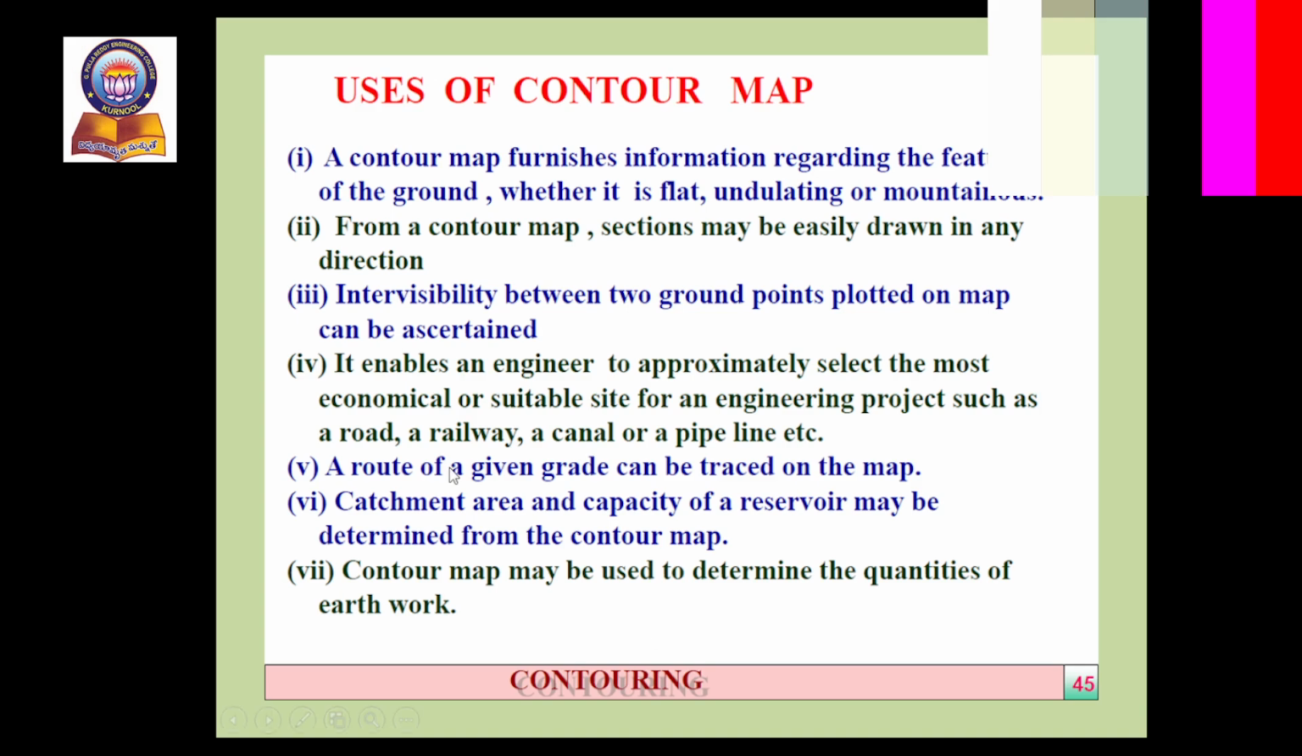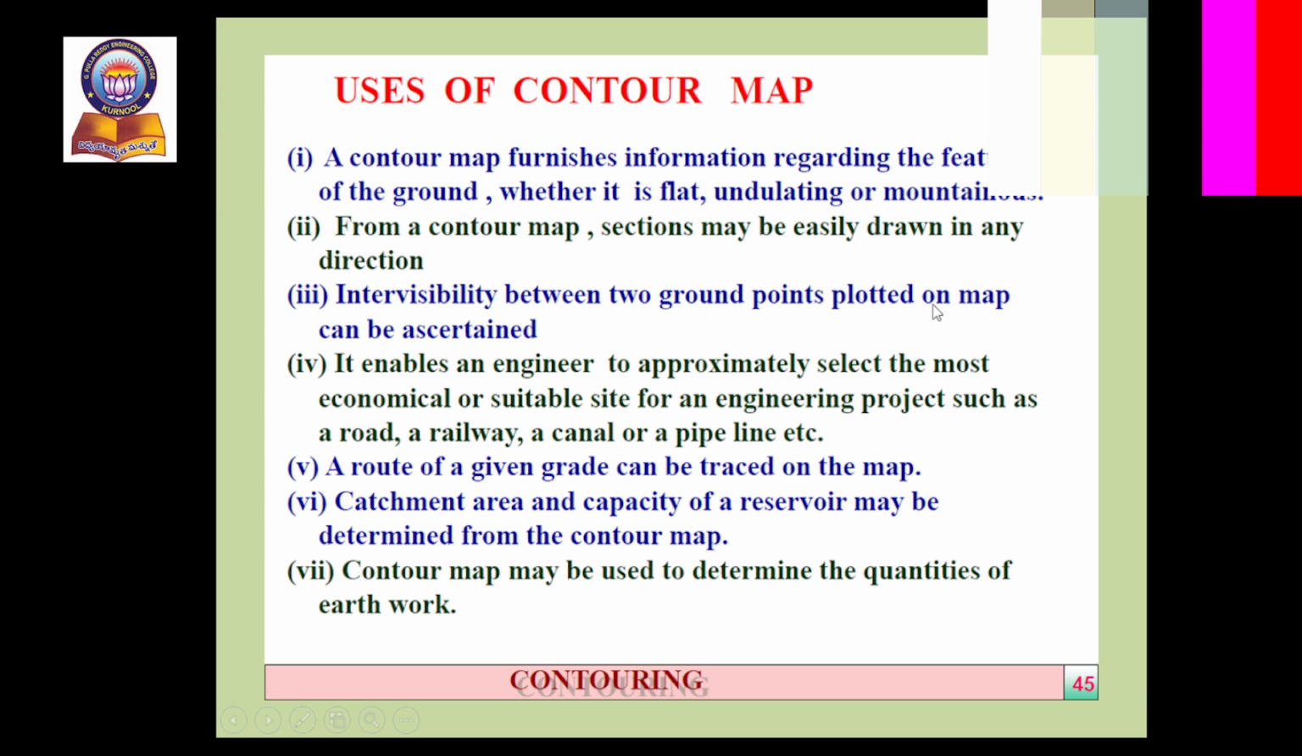Okay. Now we will see what are the uses of a contour map. We have studied how to draw the contour map. Now, a contour map furnishes information regarding the features of the ground, whether it is flat, undulating or mountainous. From the contour map, sections may be easily drawn in any direction. So X direction, Y direction, you can get the sections of the ground.